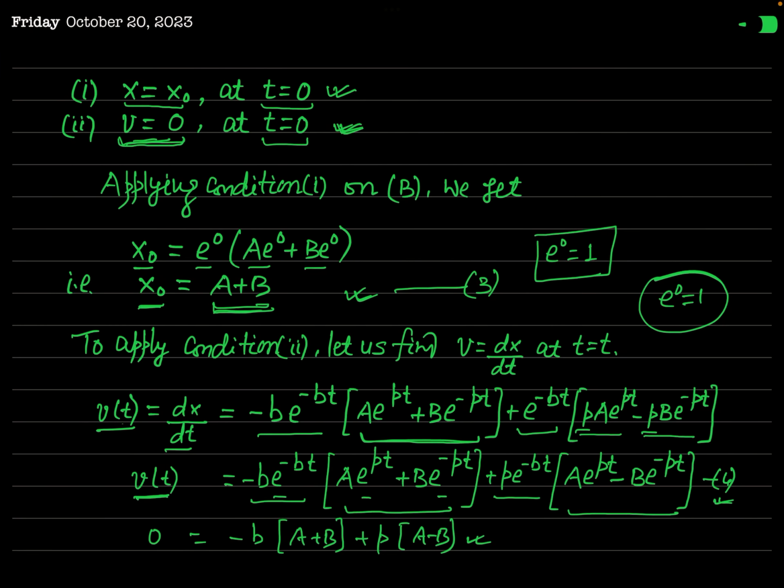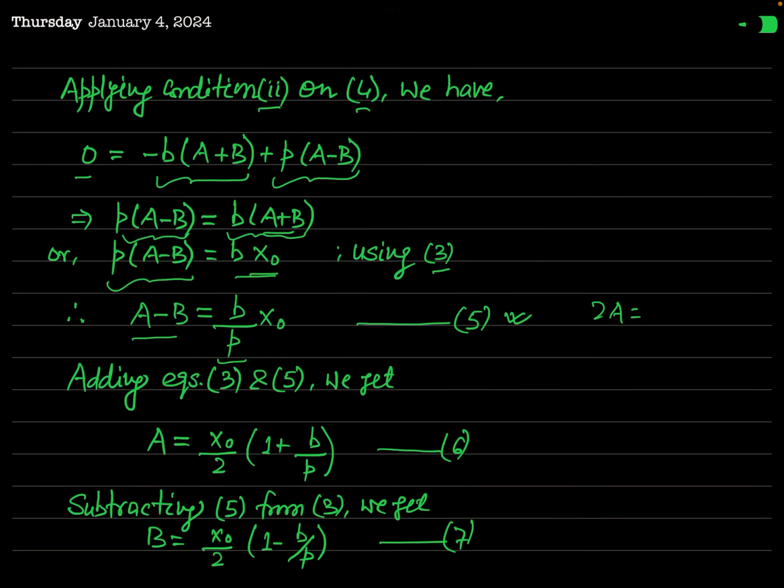And here there is x naught, and in equation 5 there is b by p x naught. So x naught will be a common factor, and the remaining terms will be 1 plus b by p. And if you want to find a, you will have to divide this by 2. I have written it here. You can see that a will be equal to x naught over 2 times 1 plus b by p. So in this way we have obtained the value of the arbitrary constant a.